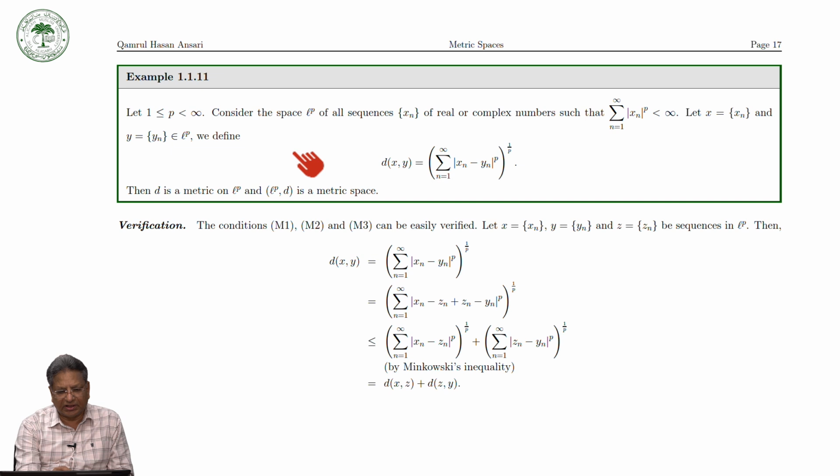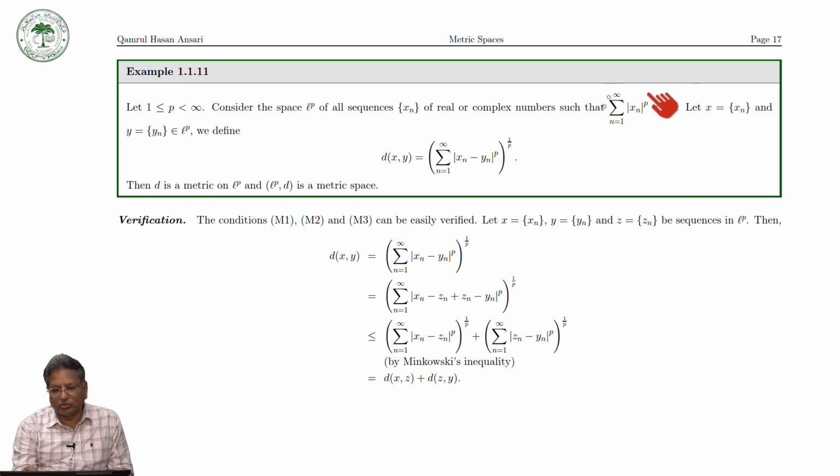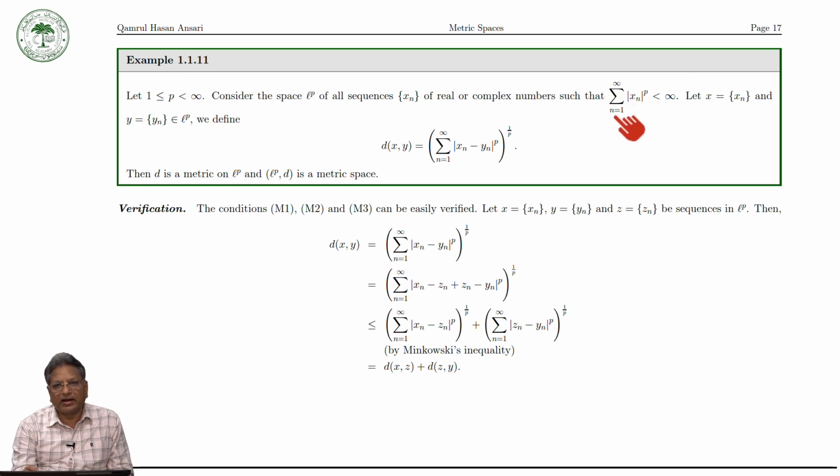So the Lp space is the space of all sequences of real or complex numbers such that the sum over n from 1 to infinity of |xn| raised to the power p is finite. And now we can define how we can find the distance between any two points in this set. For this, again we have to define a metric, a function d, which is a metric.